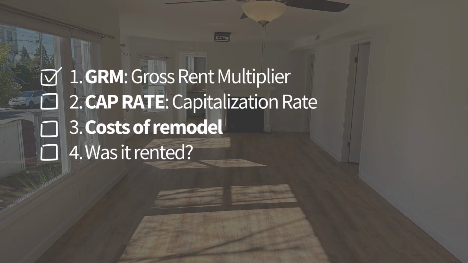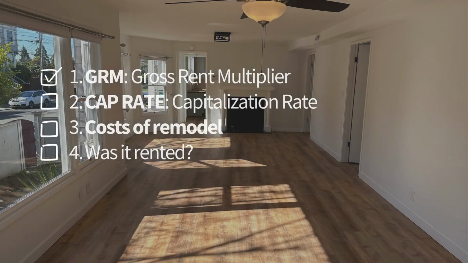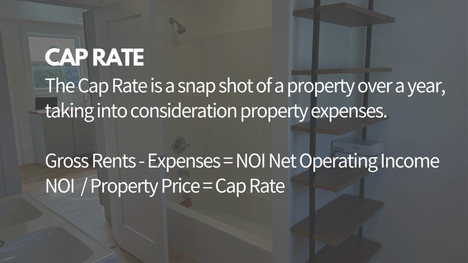The next one we're going to get into is the cap rate. And the difference here is that cap rates get into expenses. A cap rate is a snapshot of a property over a year, and you need to know the net operating income. You take the gross rents minus expenses, and I'll show those in a second, and that equals your NOI. Then your NOI divided by the property price will give you a cap rate.